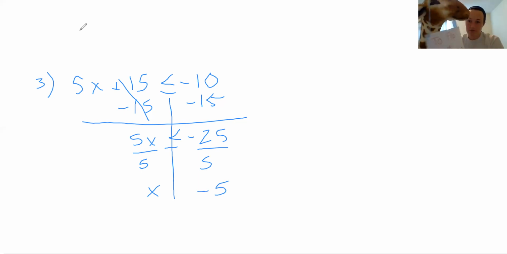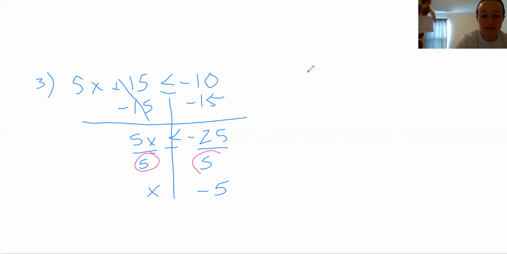Giraffe wants to know, to flip or not to flip? Did we multiply or divide by a negative number? Well, this number is negative, but again, we don't care about this number, guys. We care about the number that we're moving to either side of the equation. So if we look at the 5, this 5 is positive. My sign is not going to flip. It is going to stay the same as less than or equal to.